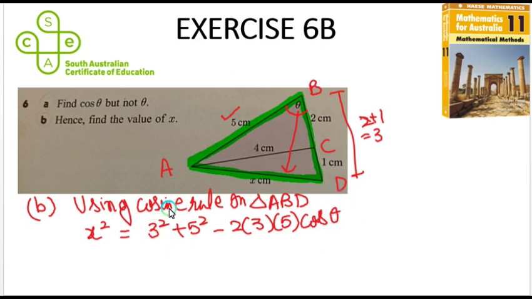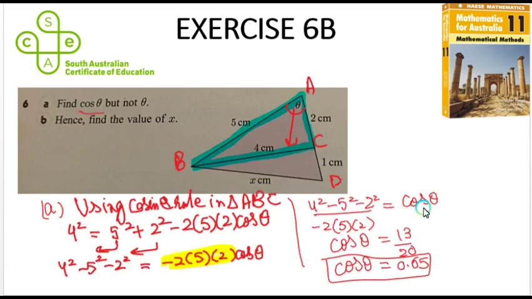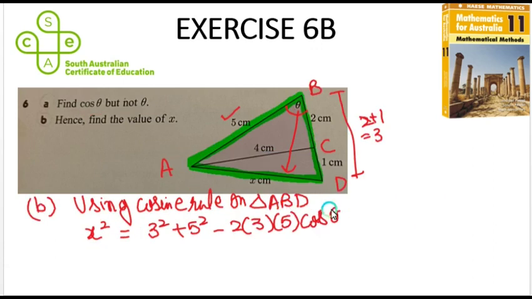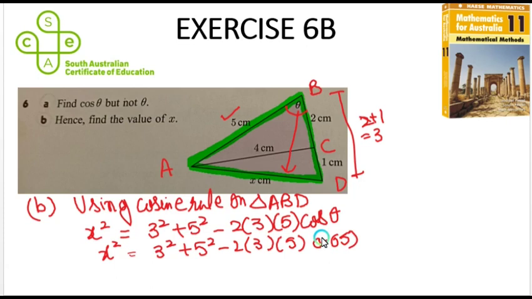Okay, now we can put the values. Cos theta we already know from the previous part, that was 0.65, right? So I'm inserting its value. Cos theta is 0.65. So x square will be equal to 3 square plus 5 square minus 2 times 3 into 5 into 0.65. Cos theta is 0.65, right?